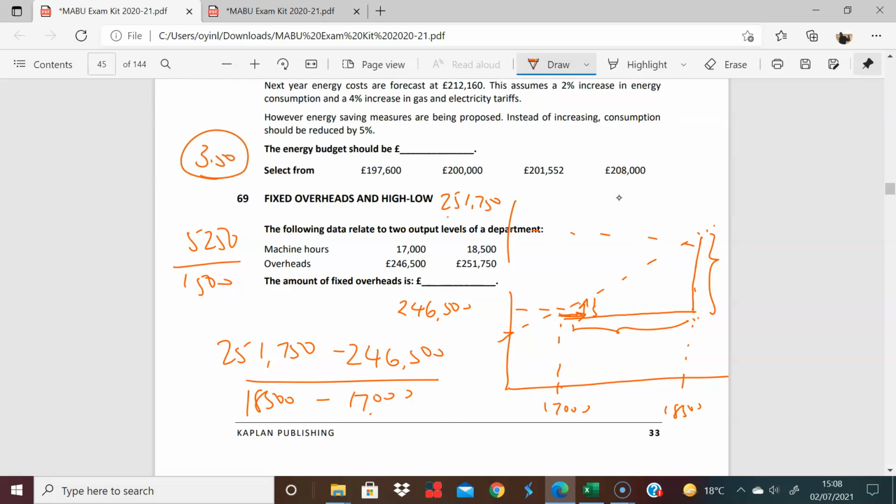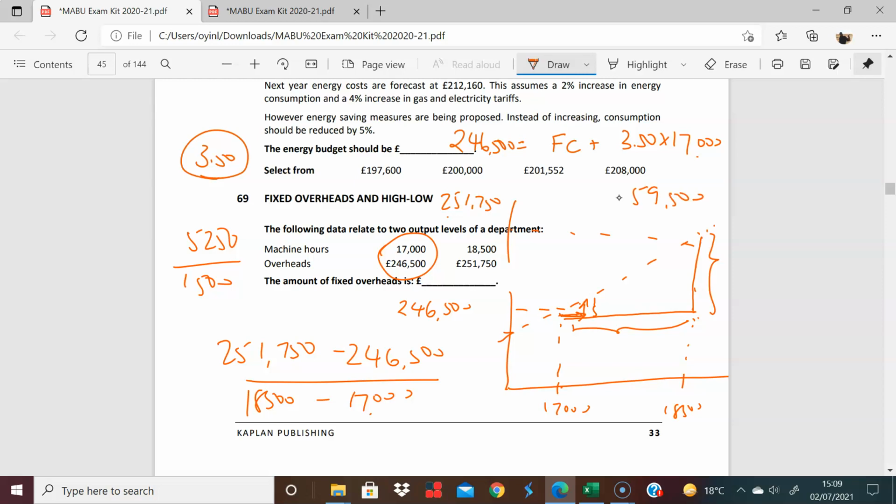And all I need to do is to plug in to any of these. I'll pick this one, it doesn't really matter which one I pick. So you have overheads of 246,500 equal to a fixed cost plus £3.50 times machine hours of 17,000. That's what we're saying here, right? Because total costs, which is what's happening here, are semi-variable costs. That's why they're telling us to talk about the high-low method. So £3.50 times 17,000 is 59,500.